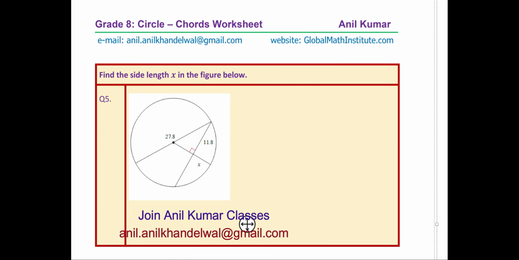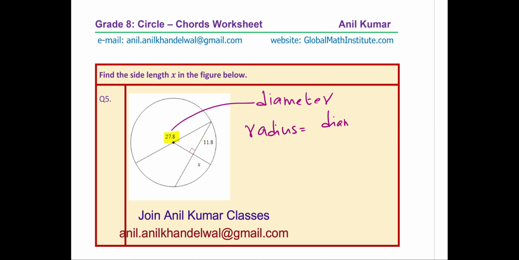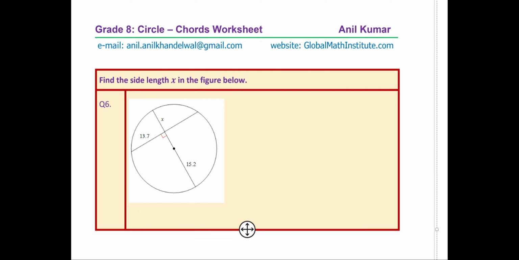Here again, it is also similar to the previous question. Note, this given value is the diameter, right? So from this diameter, find the radius. Radius is equal to diameter divided by 2. And once you get the radius r, then you can find the value y, and subtracting the value y from the radius gives you the value of x. So use this concept to solve rest of the questions.